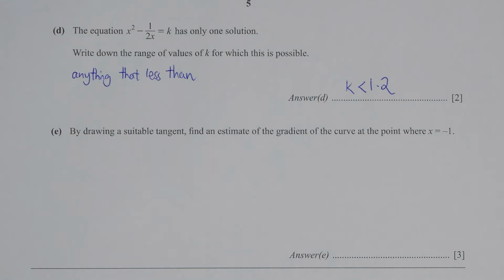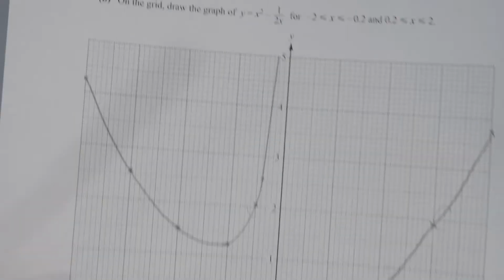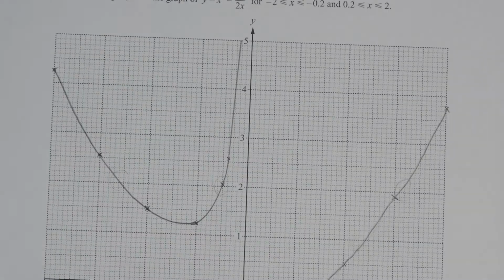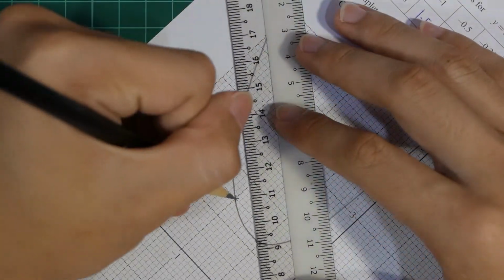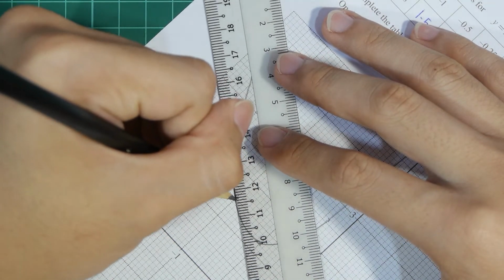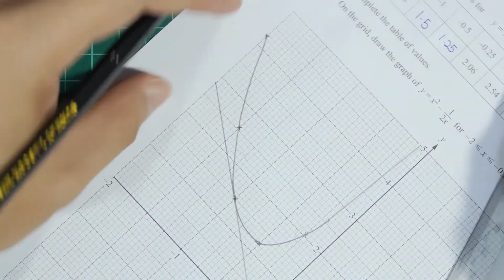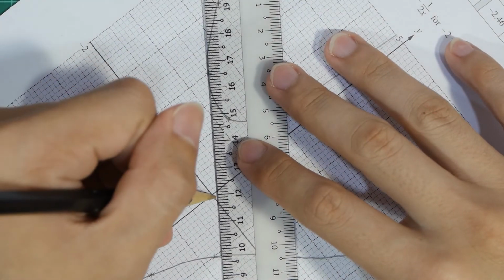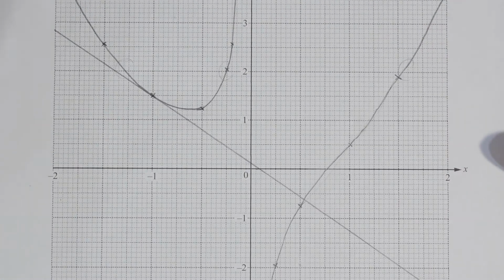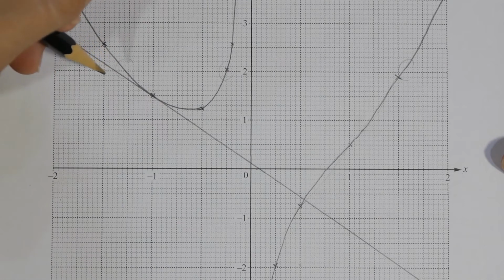So part E, just draw a suitable tangent line at the point x equals negative 1. From that line itself, select 2 points and calculate its gradient. So the gradient value will actually be negative 1.36. For part C and part E, there's an acceptable range of answers. You can just refer to the marking scheme, so no worries if your answer is slightly different from mine.